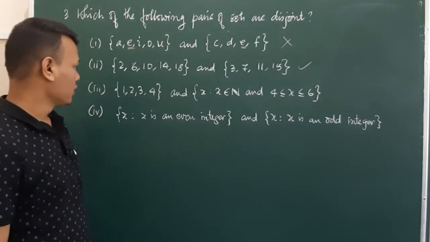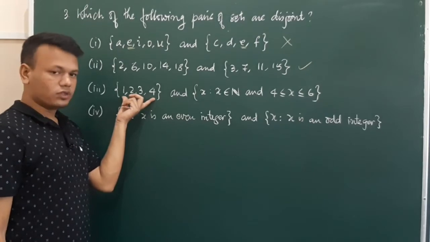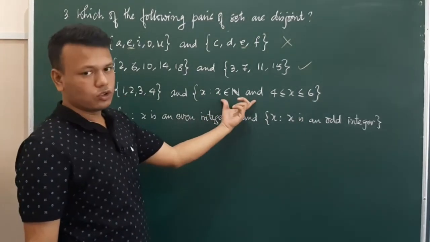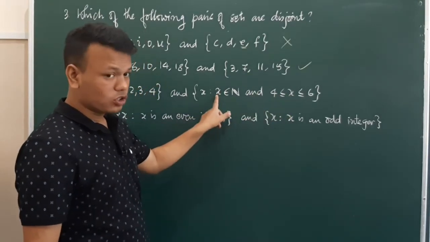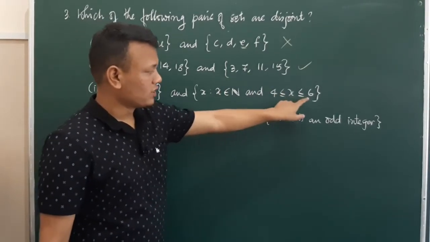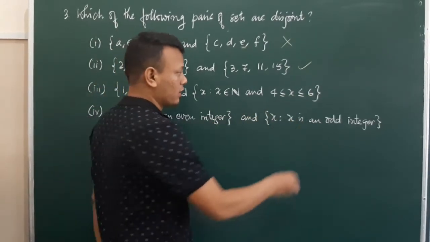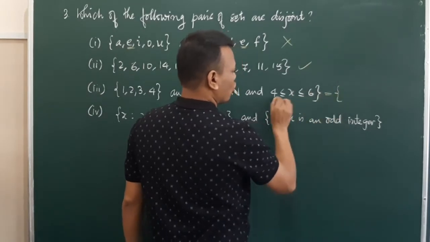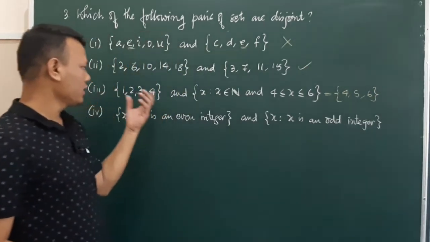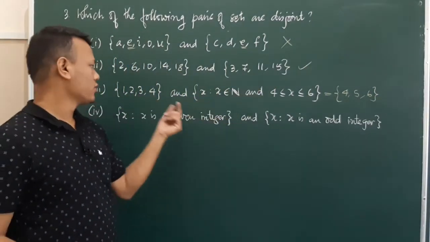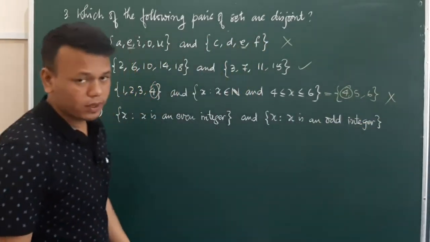Let's see this one. This is given directly, this is the set 1 2 3 4, with 1 2 3 4. Now if you convert this into roster form, you will see that x is a natural number lying between 4 and 6, and the value of x can be 4 also and 6 also, because there is an equal to sign here, right? So this can be written as 4, 5 and 6, isn't it? Now is there anything common between this set and that set? Yes, we see that 4 is common, right? So that's why they do not form a disjoint pair of sets.